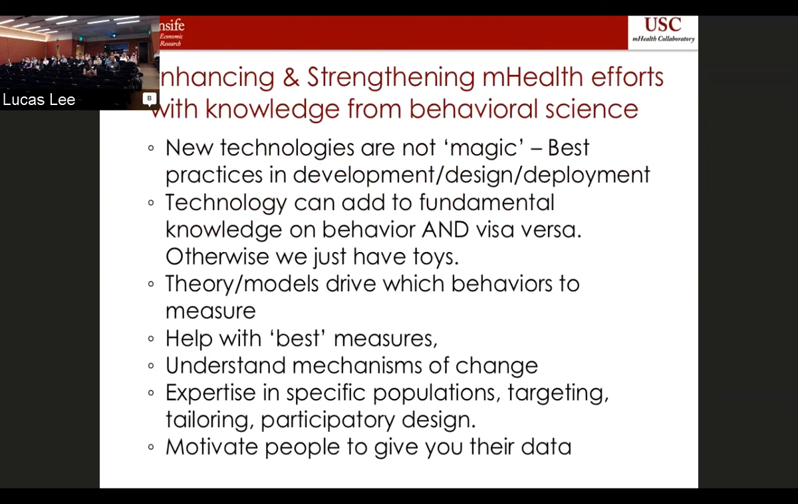You need to be theory-driven. You need to have a model in your mind of how that behavior works. And you need to have targeted outcomes. You need help with the best measures, understanding which mechanisms of change you want to target, and expertise in specific populations, targeting, tailoring, and participatory design.